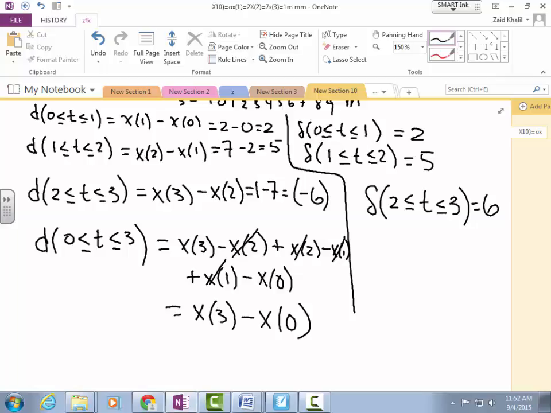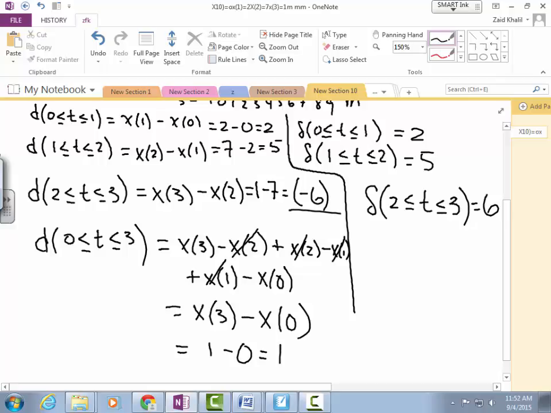So now what does that equal? What does x of 3 minus x of 0 equal? What's x of 3? 1. What's x of 0? 0. And notice we could have arrived at this by doing what? Adding each of these individual displacements. 2 plus 5 is 7, plus negative 6 is 1.